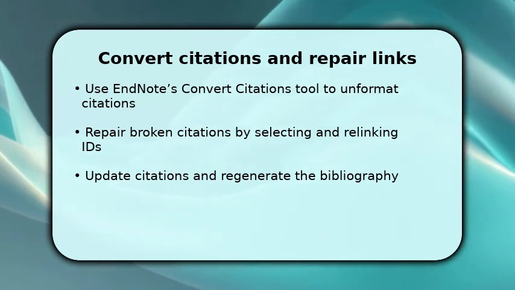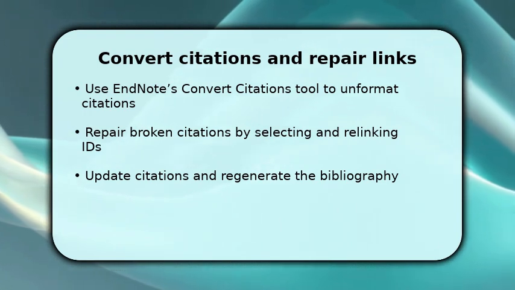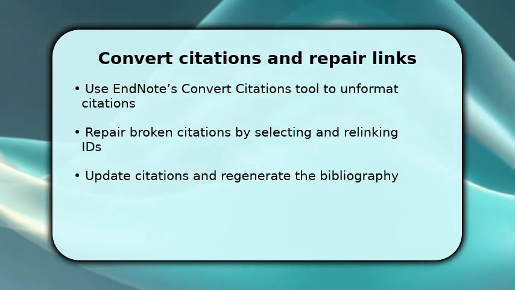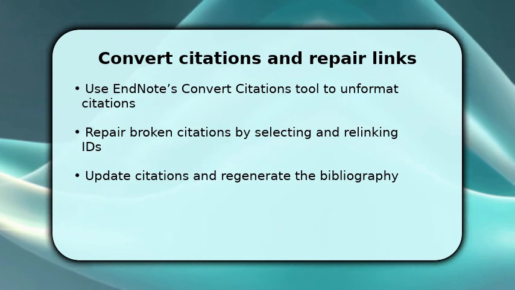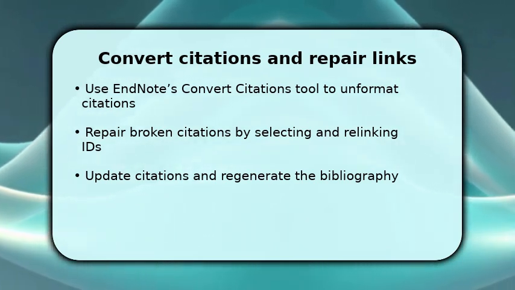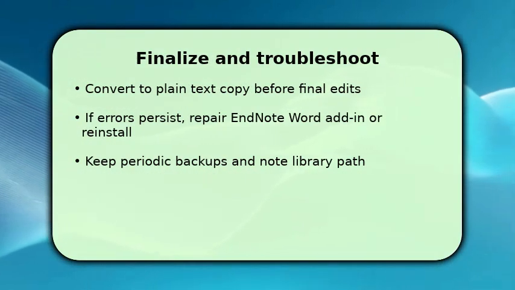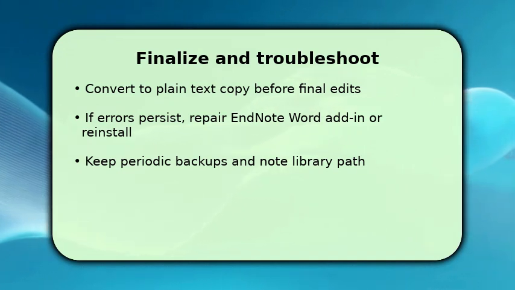Once relinking is complete, use Endnote's Update Citations and Bibliography command to regenerate the formatted references. This fixes mismatches and reestablishes the correct link between Word fields, and finish by creating a plain text copy for submission. Convert citations to unformatted, save a new file, then convert back if needed.